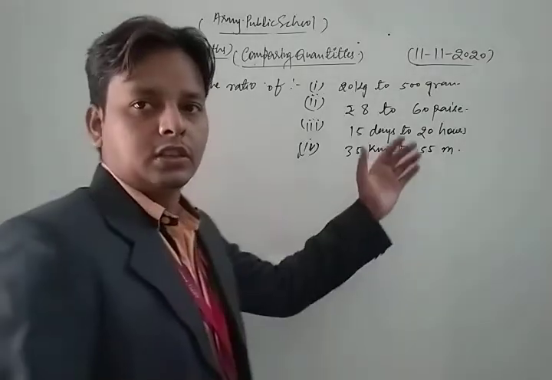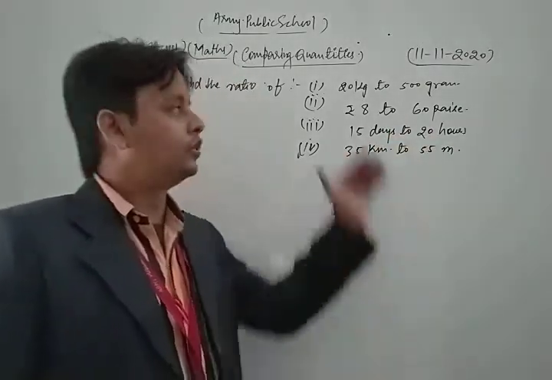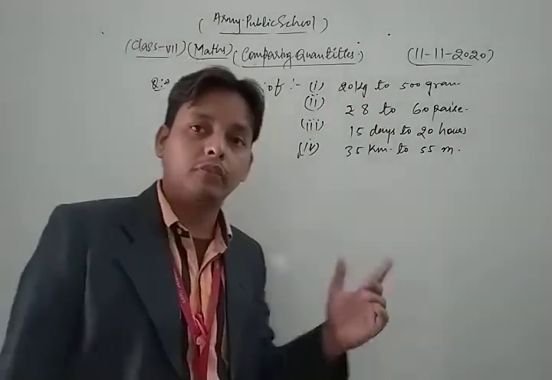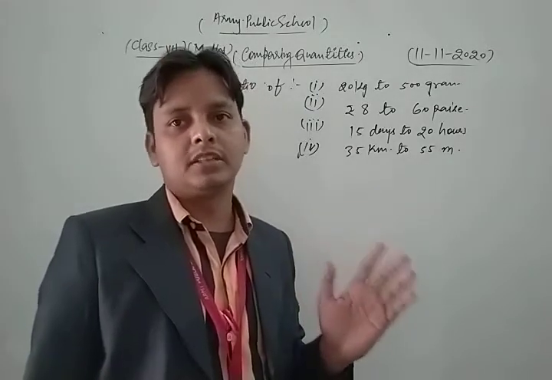Now look, this is the question here. It is based on ratios. Here we find the ratio of 20 kilogram to 500 gram. Why do we compare between them? Because they represent the same physical quantity.